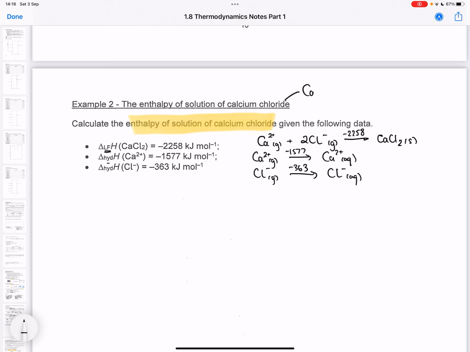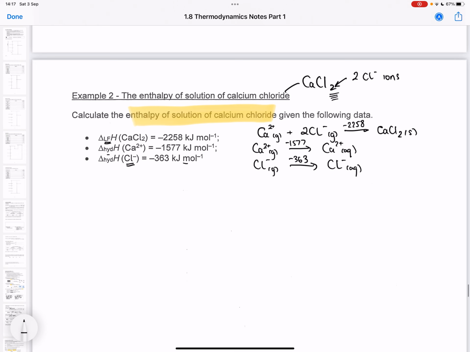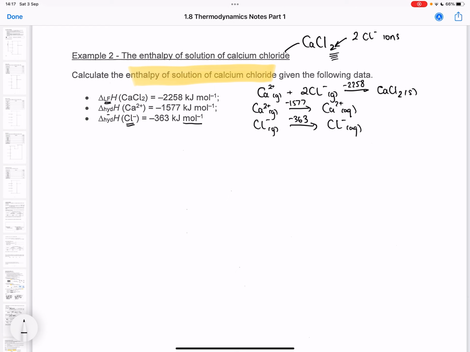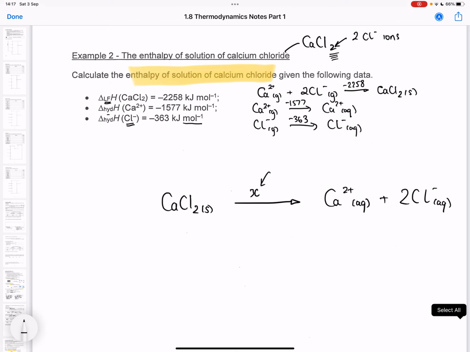The other thing we're going to pay attention to in here is calcium chloride. There's a 2 in that formula. We've got 2 Cl- ions. So we need to bear that in mind because our numbers are for 1 mole. So let's do our enthalpy cycle. We're going to write the equation across the top. So calcium chloride solid, we're trying to turn it into a solution, which would be aqueous ions. But there would be 2 chloride ions. That's our unknown. That's our X, our enthalpy of solution.